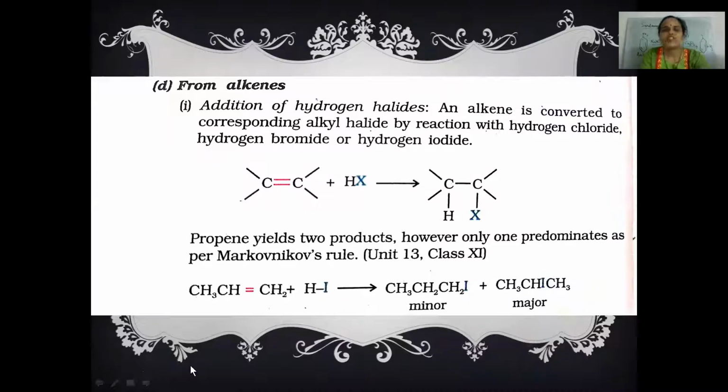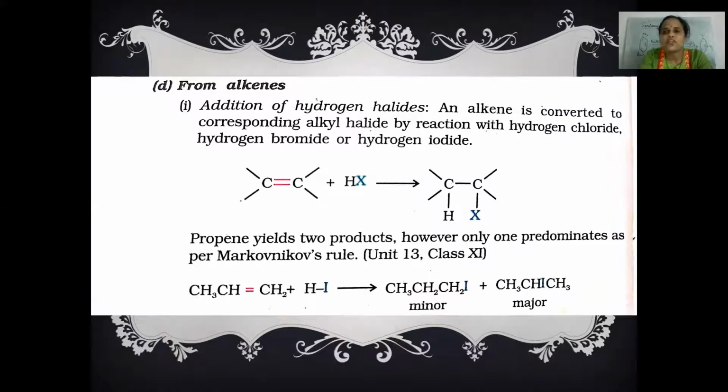Next method of preparation of alkyl halides is from alkenes. Very important preparation. The first method is addition of hydrogen halides. Alkenes, you all know, are double bond containing compounds. So when an alkene is treated with hydrogen halide, first case is symmetrical alkene. What are symmetrical alkenes? Symmetrical alkenes are those which can be divided into two equal halves. So when a symmetrical alkene is treated with HX, it results in the formation of alkyl halide.